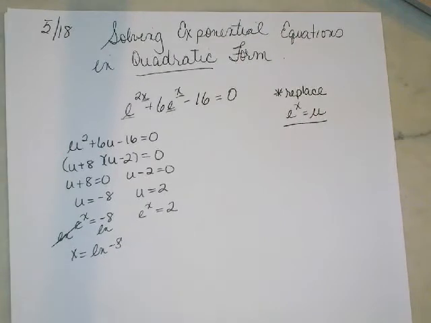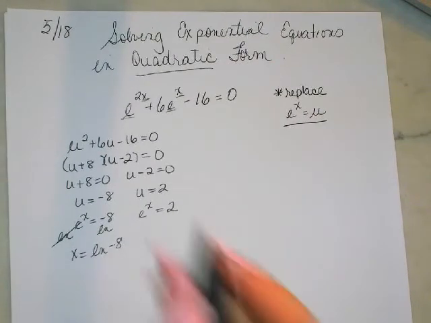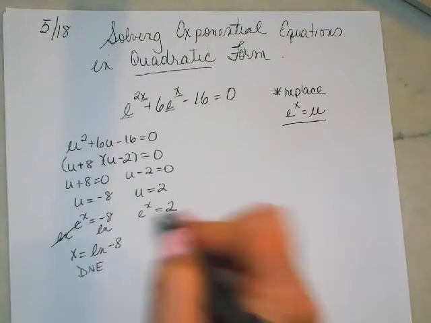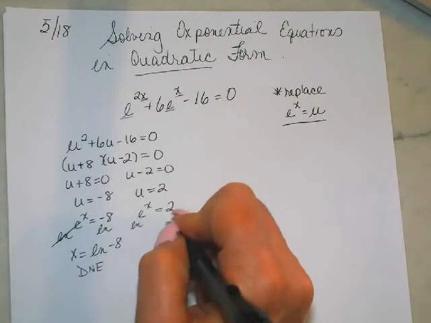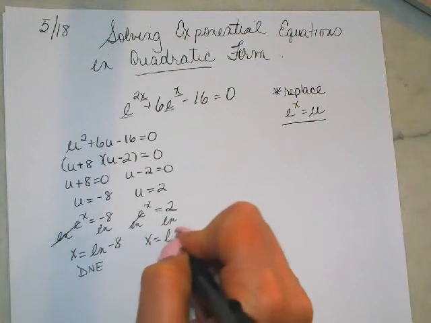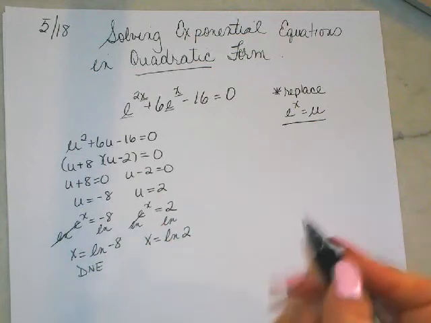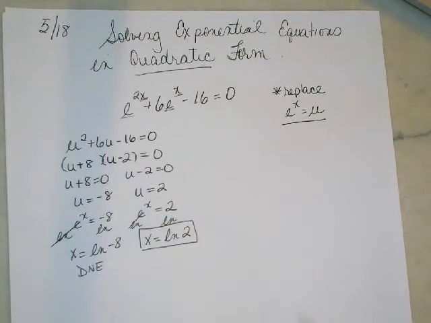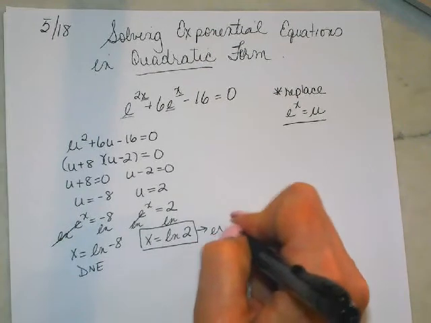Now, I know I mentioned this earlier, we can't have a log or an ln of a negative number. So this one does not exist. And if I do it on this side, ln of 2, x is equal to ln of 2. Now, believe it or not, this is an acceptable answer. This would actually be the exact answer.